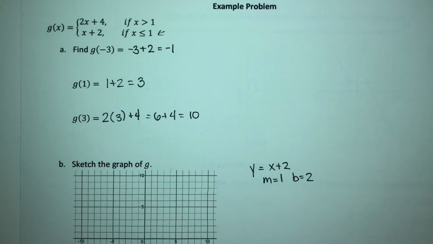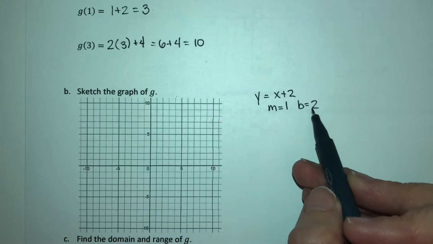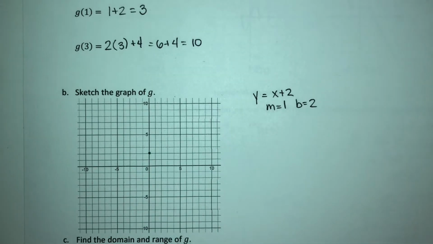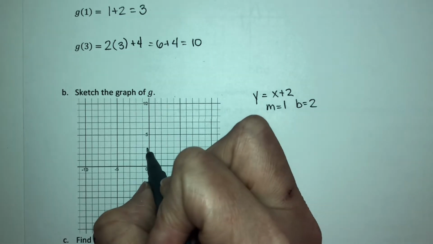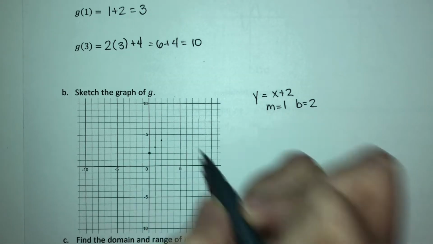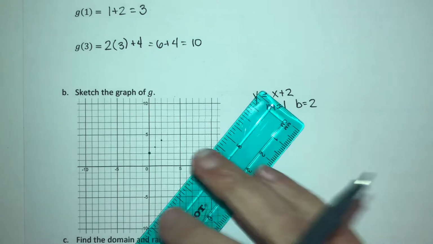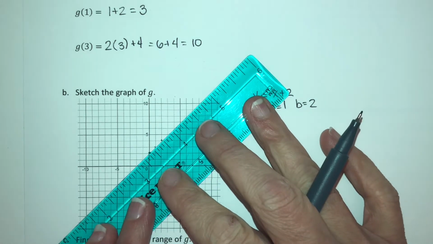I'm doing it in a different color on your notes here, but if I were doing it on paper, I would probably use a pencil, just because the points I use may or may not actually be part of the graph. So if my y-intercept is 2, which is right there, and my slope is 1, that's up 1 over 1, up 1 over 1, and so on. So this line is going to look like this.